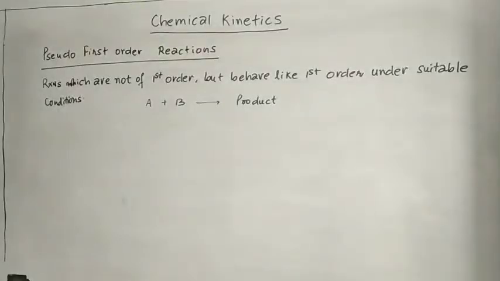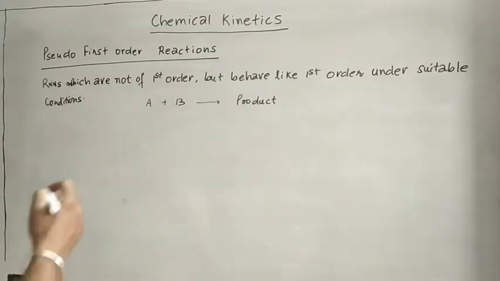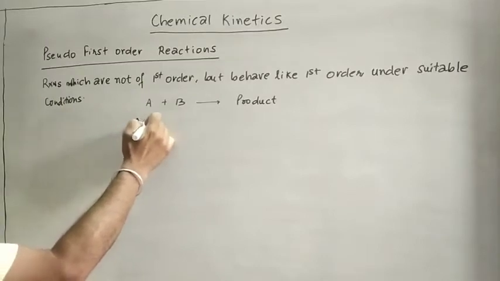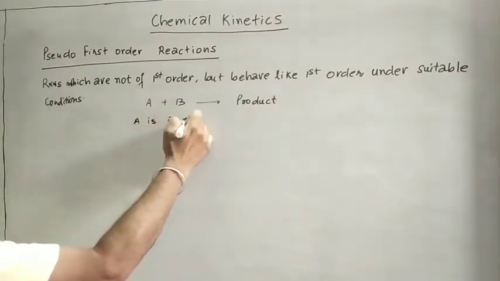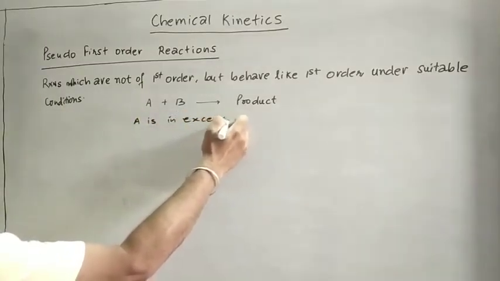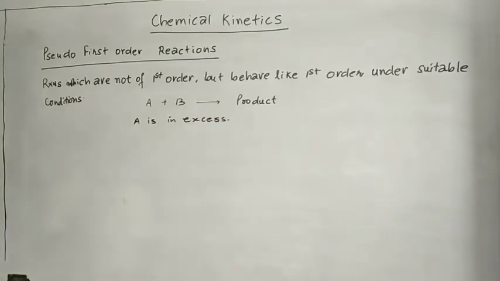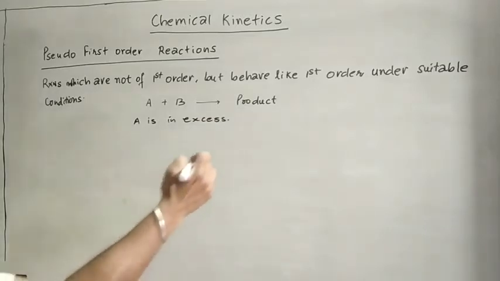The next topic is pseudo first order reactions. Reactions which are not of first order but behave like first order under suitable conditions. Pseudo means false. So in such reactions, suppose we have A plus B to form product. Suppose A is in excess. Then the rate of reaction will not depend upon A.